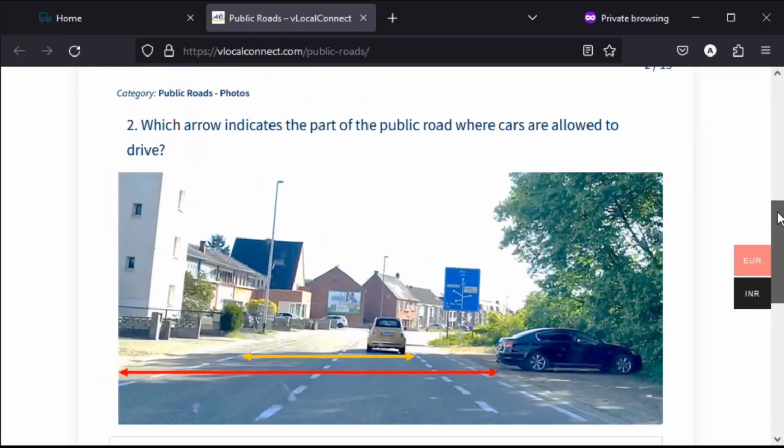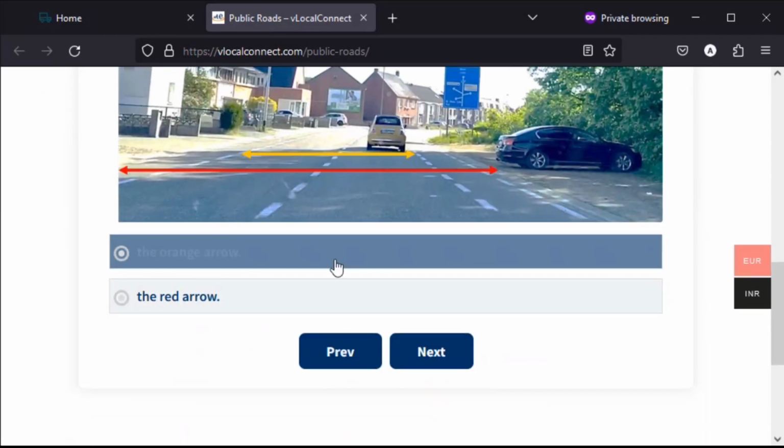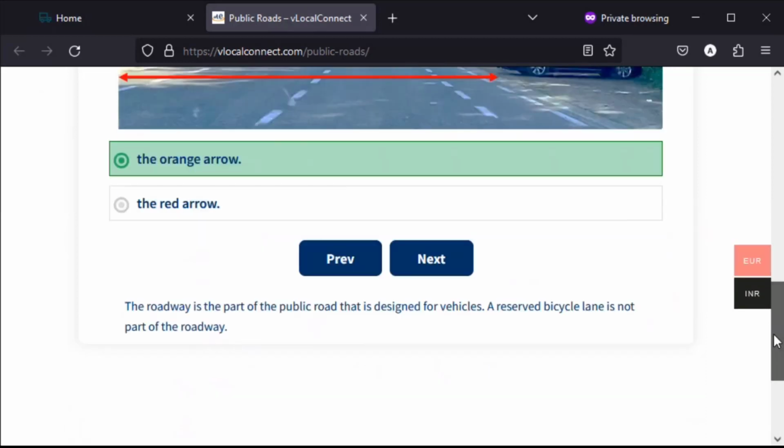Which arrow indicates the part of the public road where cars are allowed to drive? You have an orange arrow here, you have a red arrow here. On the part of the road where cars are allowed to drive, that's the orange arrow. The red arrow also includes the bicycle lane, but a bicycle lane is not part of the roadway, right? So you cannot really drive your car on a bicycle lane. It's an offense. So let's select the orange arrow, and that's the correct answer.